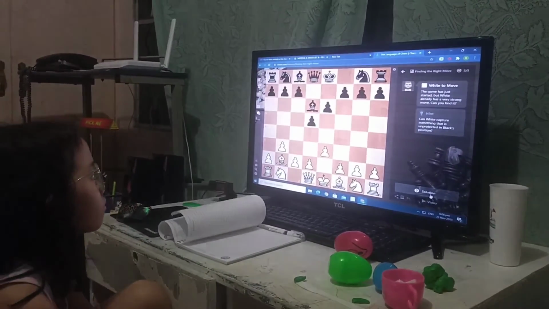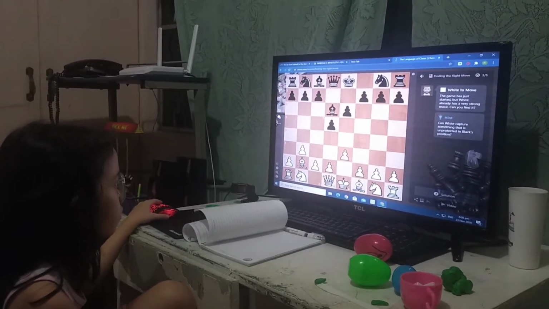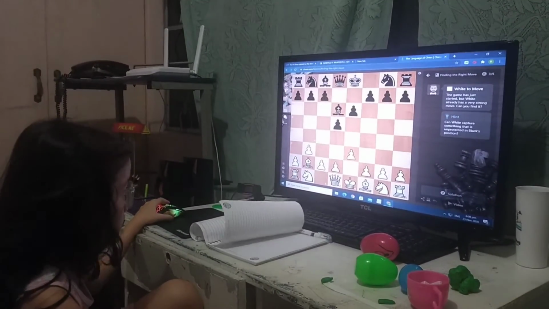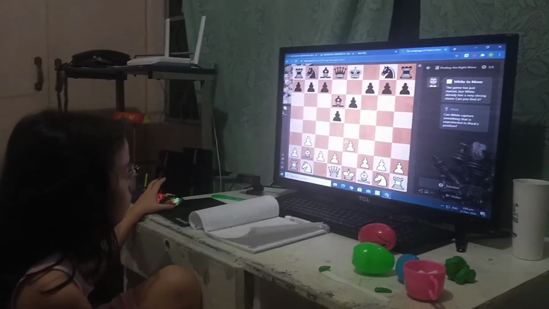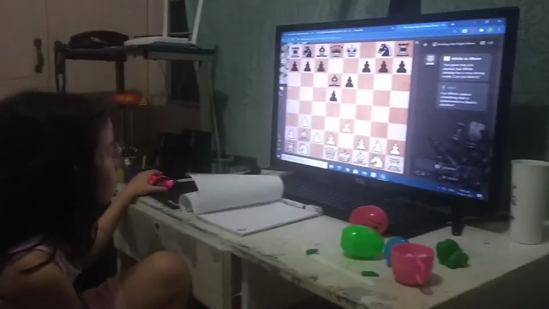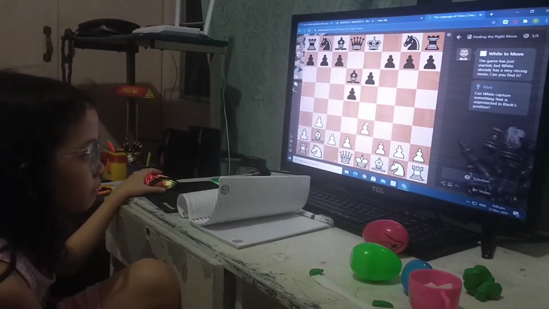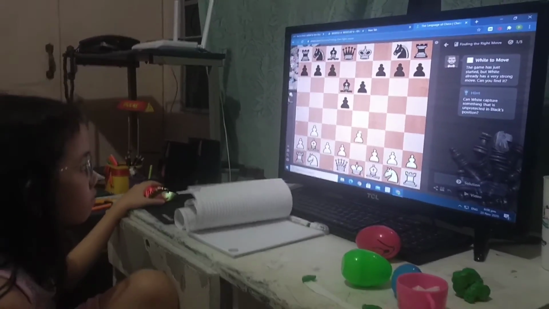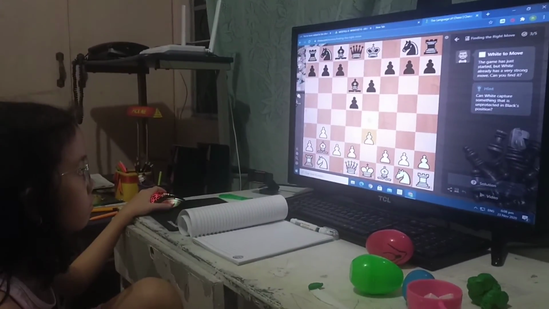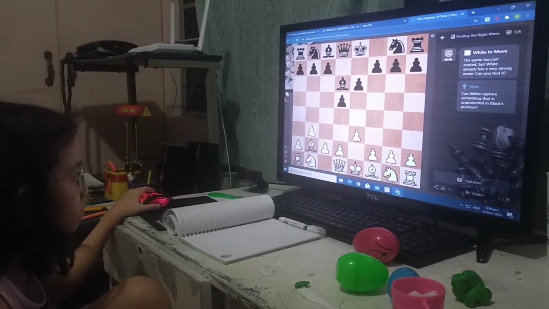Meron daw libreng piece. Free piece. Ano yung makakain ng libre? Tama. White ka. Ano yung libre niyang pyesa na walang bantay? Hanapin mo. Bishop. Sige, konting stamina lang baby. 47 minutes na tayo. Konti na lang. Matapos mo na yung task. Bishop B. Bishop sa B2. May target yan.